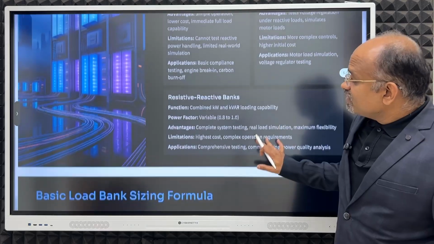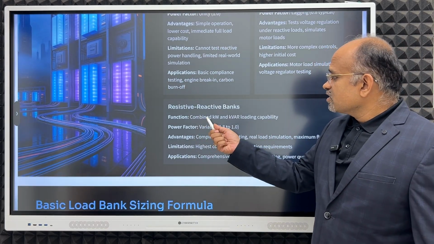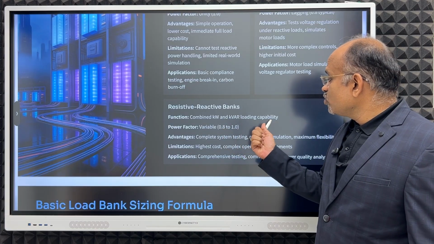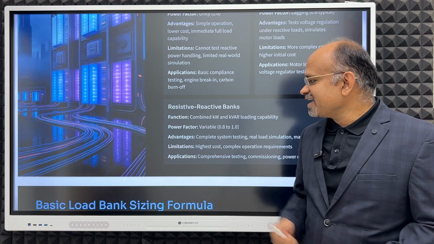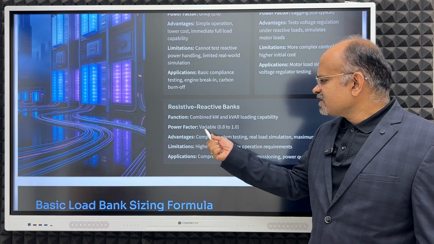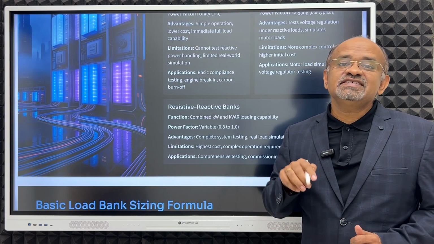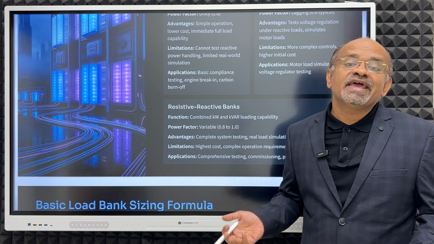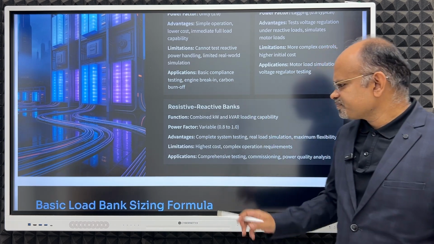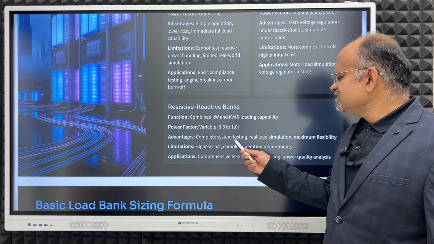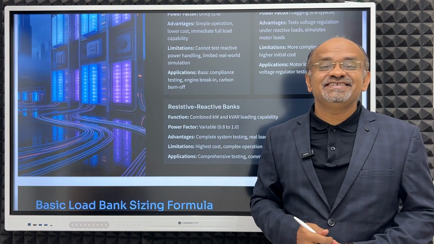Now, we have a third type, the resistive-reactive bank. Combined kilowatt and KVAR loading capability. These both things are combined in this bank. Power factor is variable from 0.8 to 1. As you switch on the resistive load, power factor will be 1. With inductive or capacitive load, it will degrade. Advantages: complete system testing, real load simulation, maximum flexibility.